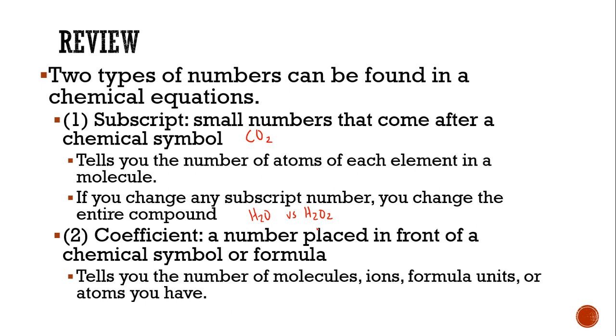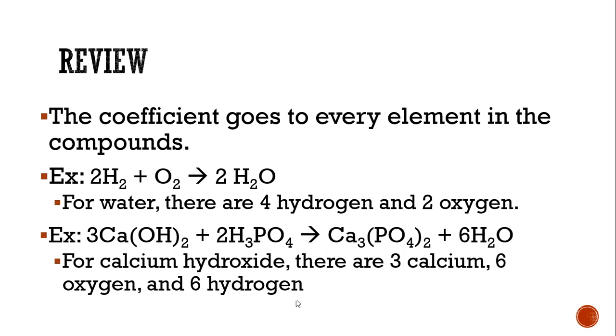Number 2 is a coefficient. This is a number that's placed in front of the chemical symbol or formula, and it tells you how many molecules, ions, formula units, or atoms you have as a whole. So typically you might see 2 H2O. This tells you that there are 2 water molecules. So the coefficient goes to every element in the compound.